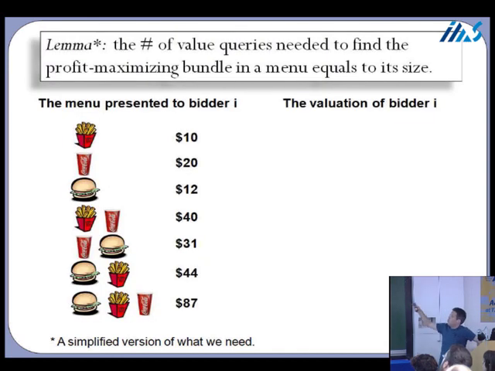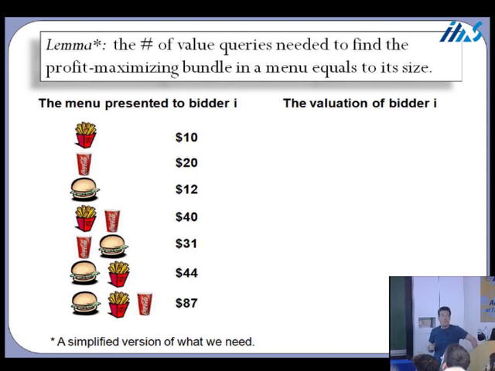All right, so I want to show that the number of value queries needed to find the profit maximizing bundle in a menu equals its size. So suppose a bidder is going to a restaurant in which, say, the price for the bundle that contains the fries is $10, the price of the bundle that contains the Coke is 20, and so on and so forth.